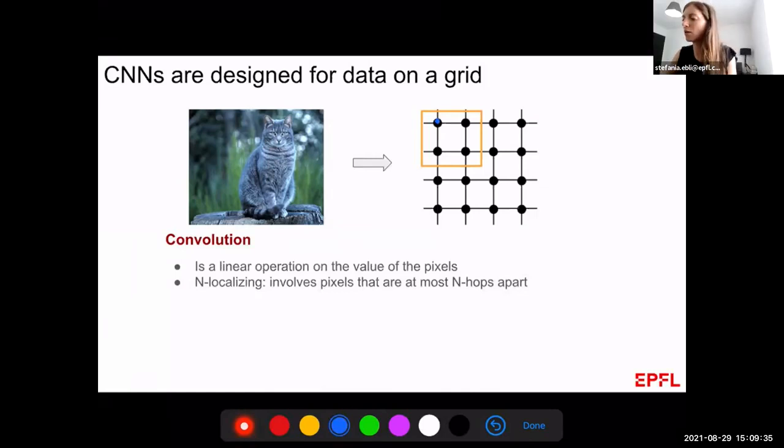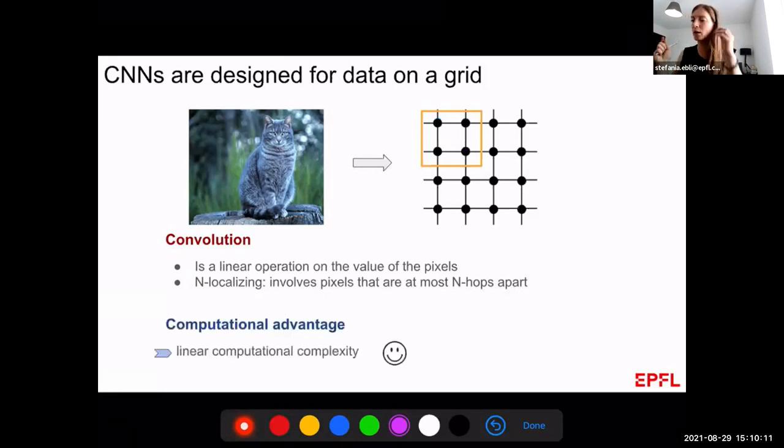Okay. For instance, if we restrict the convolution to this pixel here, and we consider a convolution that considers pixels at most 2 hops apart, we will be considering these 2 pixels here because they are at distance 1, and this pixel here because it is at distance 2. And the convolution could be a linear operation, for instance, given by the sum of these 2 neighboring pixels. So this way of localizing the operation to just pixels that are at most n hops apart is one of the main computational advantages of convolutional neural networks, namely this gives linear computational complexity.